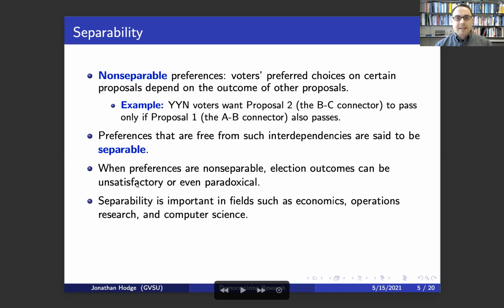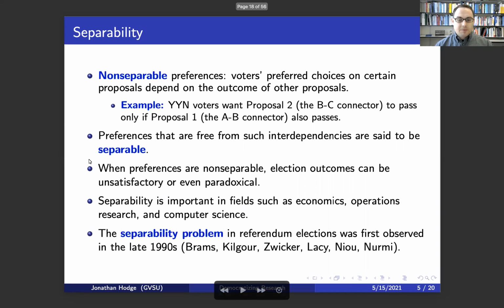Now, separability is not unique, and the separability problem is not unique to voting theory, to referendum elections. It actually was studied first in economics and has important modern applications in operations research and computer science. But it was first observed in referendum elections in the late 1990s, which happened to be when I was an undergraduate at Calvin College and I needed a senior thesis project to work on. And so this is where I was introduced to the problem and where I started exploring it.